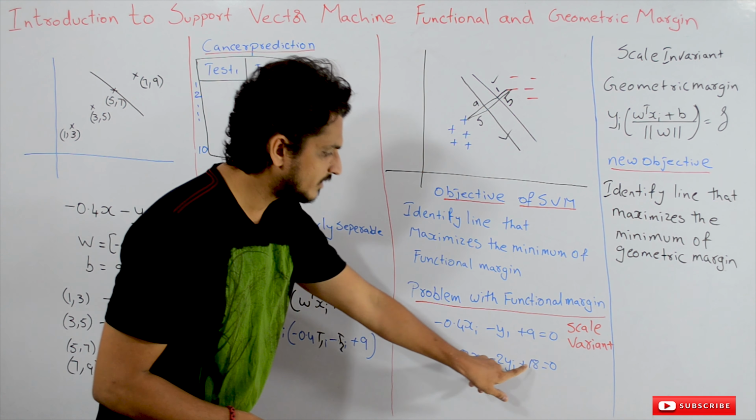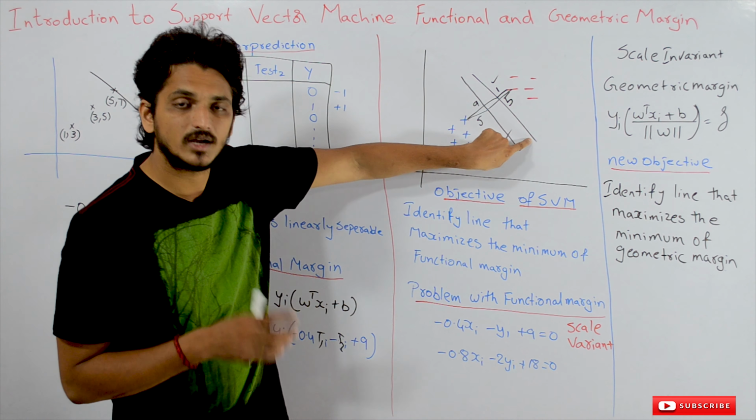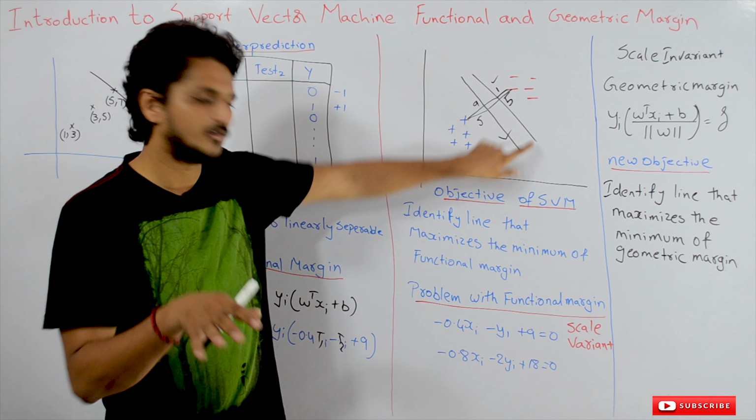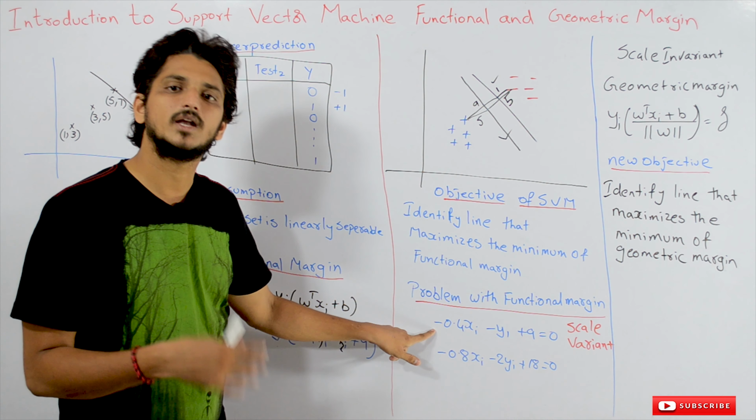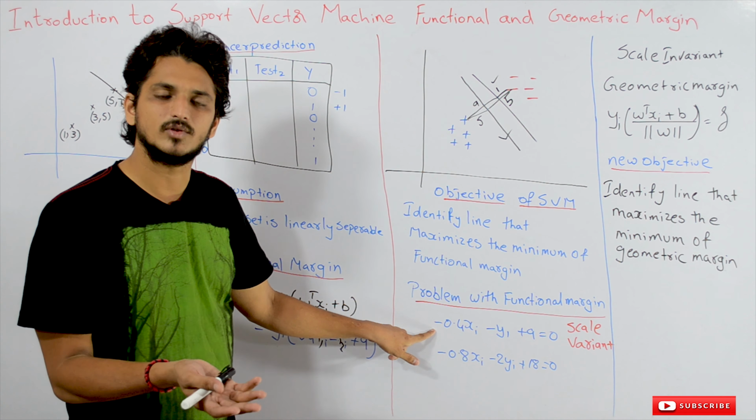Both equations show the same line. We can write different equations for the same line. For this line, we can write infinite equations. If you multiply by 10, we'll get another equation that also shows the same line. If you divide by 2, we get a different equation, and that also shows the same line.